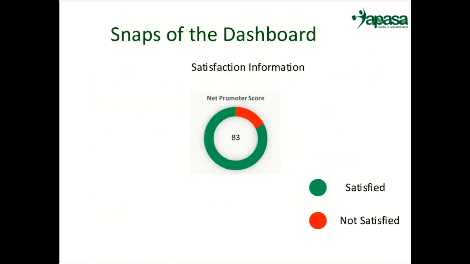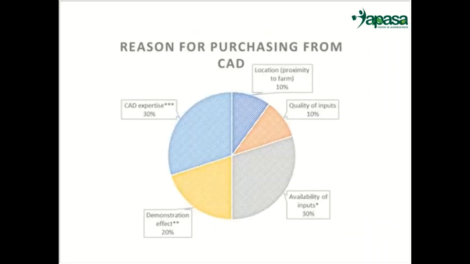Just a few snaps of how the dashboard looks. There's this satisfaction information called the Net Promoter Score. I believe from Market Share Associates, who are doing this for us, that 83 is a pretty good score. So it seems that things are going well with this intervention. We've also got views like this one, a question presented as a pie chart, which gives us very easily identifiable reasons for why farmers purchase from a community agro-dealer rather than going into town to the main agro-dealer.